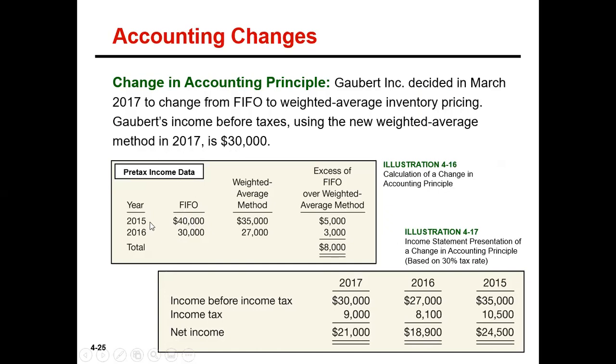In 2016 and 2015, we were using the FIFO method. In 2015, we reported inventory of $40,000. Under weighted average, we would have reported it as $35,000, so there would have been a difference of $5,000. In 2016, using the FIFO method, we reported inventory as $30,000. If we use the weighted average method, we would have reported inventory as $27,000, which again, that $3,000 difference is what we need to make an adjustment for, right? And so we would make this adjustment in retained earnings, essentially.